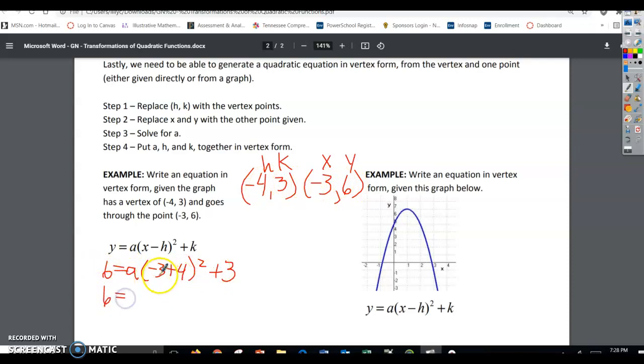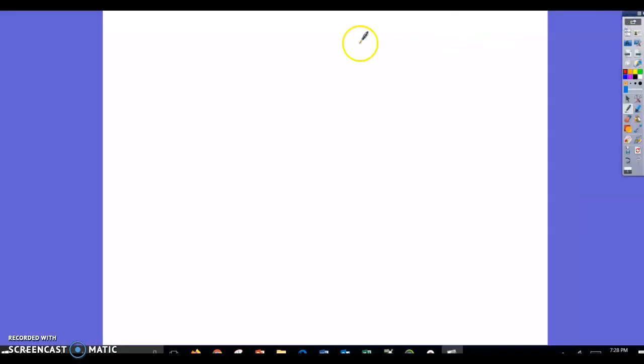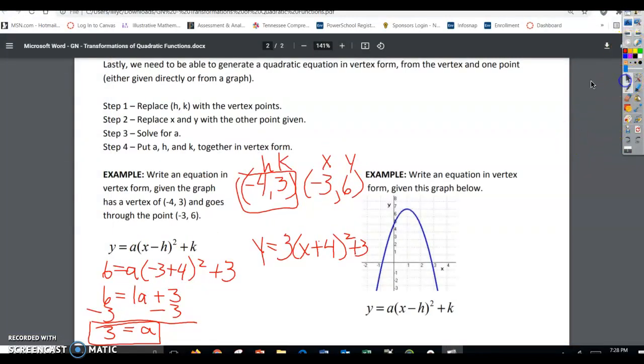So I've got 6 equals, this is 1 squared, so 1a plus 3, minus 3, so a equals 3. So if you have a and you have a vertex, then you just write it in vertex form. So vertex form is going to be y equals 3 times x minus a negative makes that plus 4 quantity squared plus 3. And that is vertex form for this quadratic function. All right, so there are a few examples to help you out. If you have any questions, please let me know.